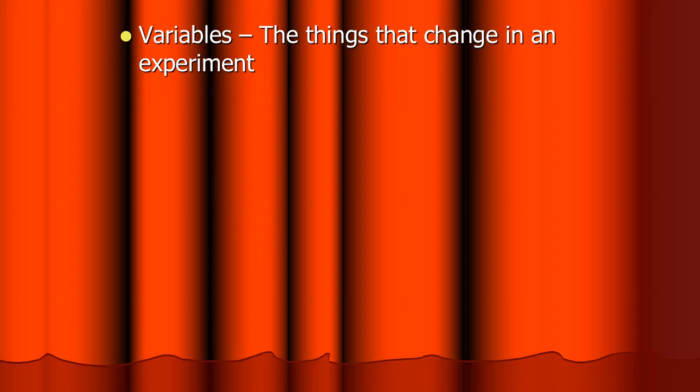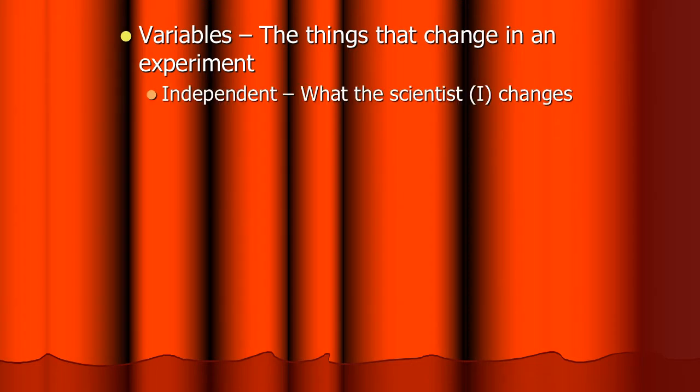And there's two different types of variables. There's an independent variable. This is the thing that you are going to physically change in the experiment when you do this. And I like to say it's what the scientists, or it's what I change when I do the experiment. And independent starts with the letter I, so that's a good way of trying to remember it.